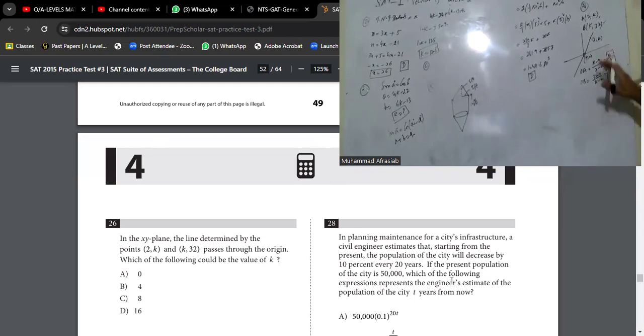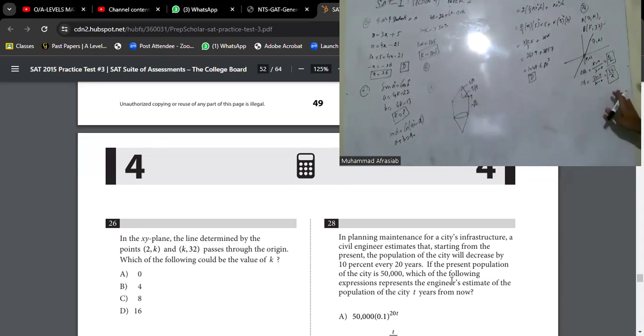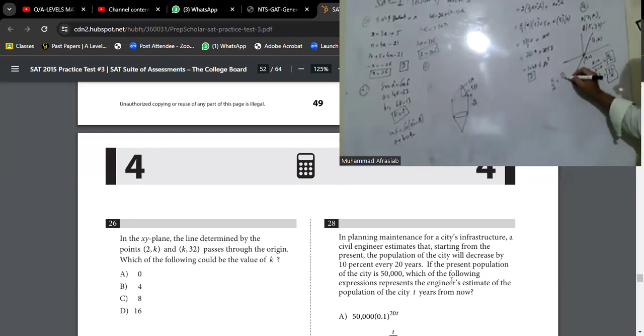Because they are forming a straight line, their gradients are equal. So we know that K over 2 is equal to 32 over K, or K square is equal to 64, or K is equal to plus or minus 8.